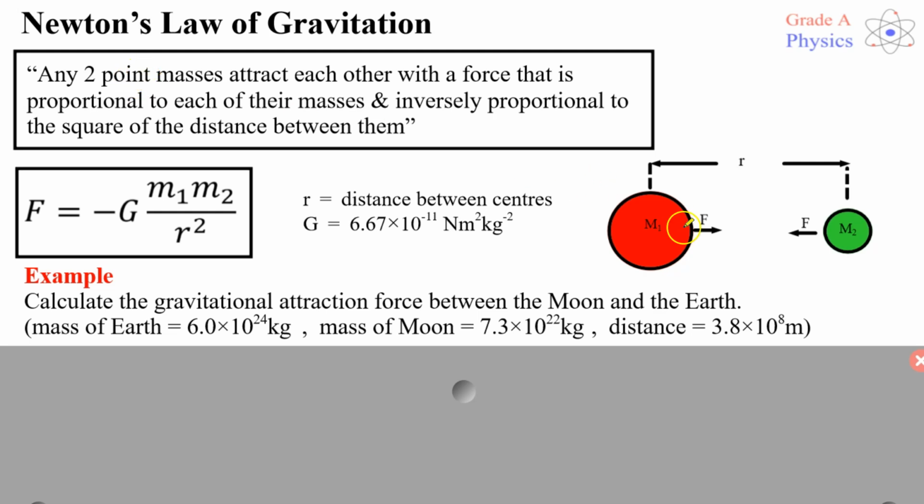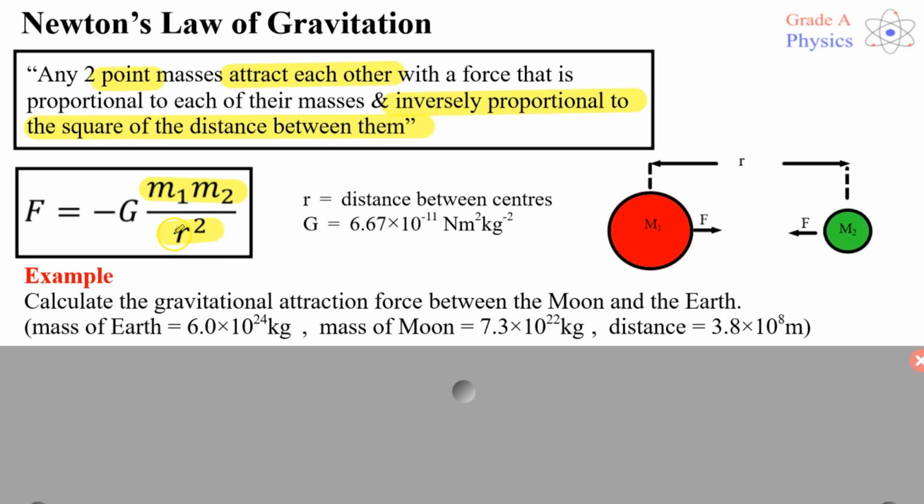So the definition: we have two masses, any two masses. Sometimes we add this word point, which means we're not going to worry about the varying density. We'll just assume that all the mass acts at a point. So they attract each other, which is related to Newton's third law, with a force that is proportional to each of their masses. So the force is proportional to m1 multiplied by m2 on the top, and inversely proportional to the square of the distance between them. So we're dividing by r squared.